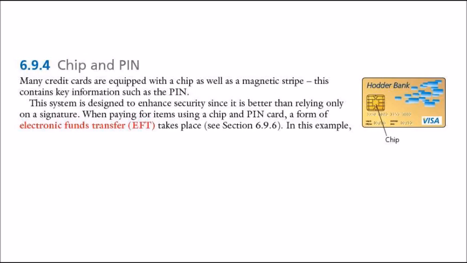Now, topic 4, chip and PIN. As you see the card here, it has a chip, which is a smart chip. Many credit cards and debit cards are equipped with a chip, in addition to the magnetic stripe. This contains key information such as a PIN. This PIN is used rather than a signature, which is a more secure and smart method to secure your bank account. It is used in electronic funds transfer, EFT, which we will see later in topic 6.